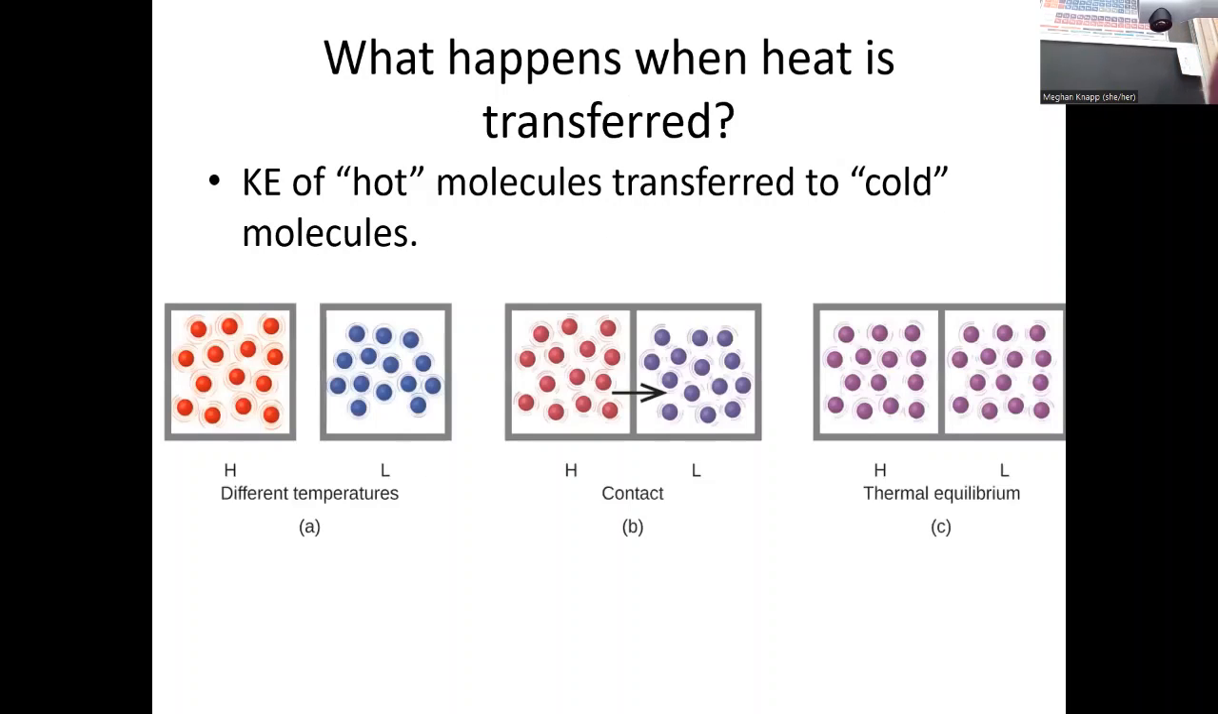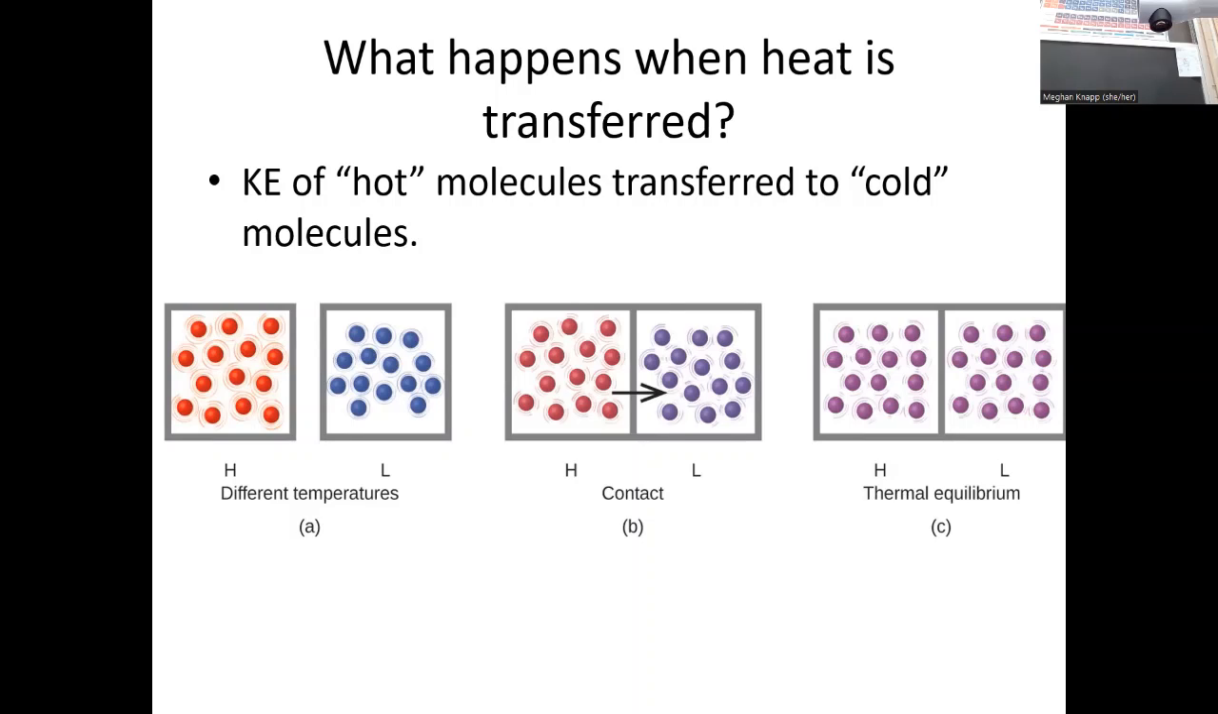So what happens when we have heat transferred? The kinetic energy of the hot molecules is going to be transferred to the cold molecules. So we have here on the left in red the hot molecules, and to the right of that in blue are the cold molecules. They're indicated with more lines farther out from the circles meaning more energy, and these lines are really close and there's fewer of them.